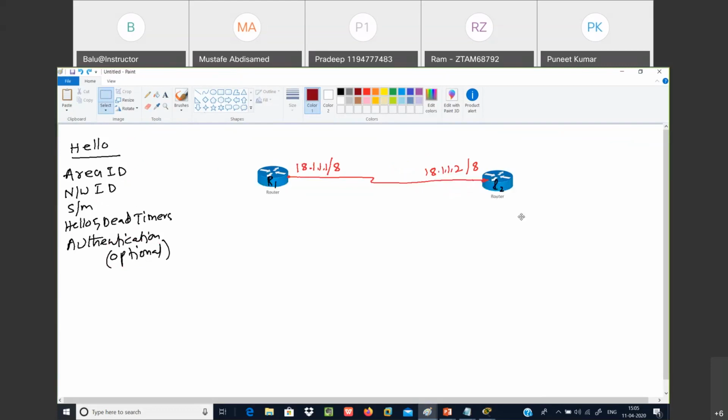Now let me check the R1 hello packet. What is the information inside the R1 hello? What's the first information in the hello? Area ID. What is the default area ID, guys?